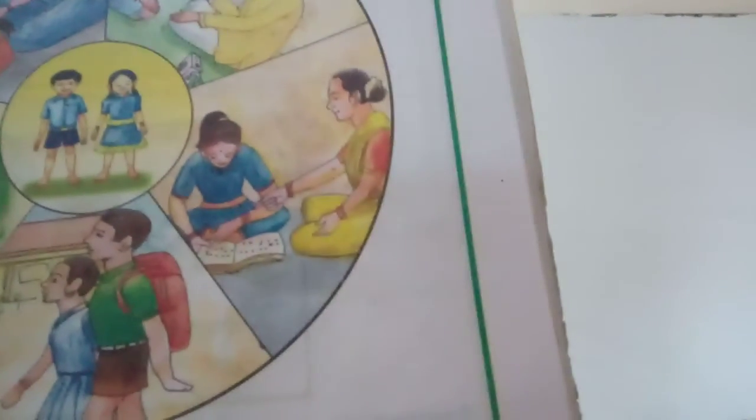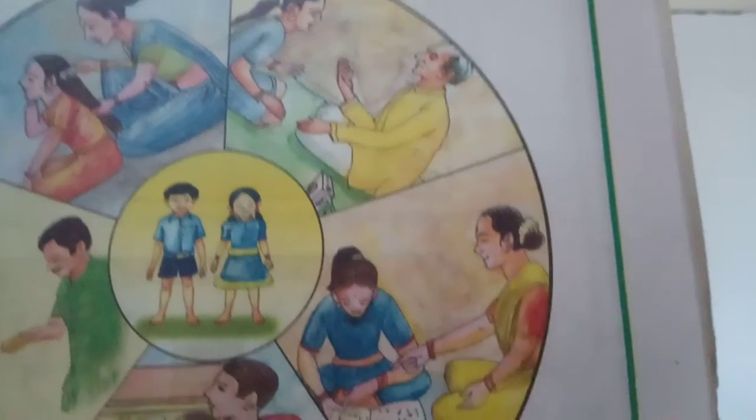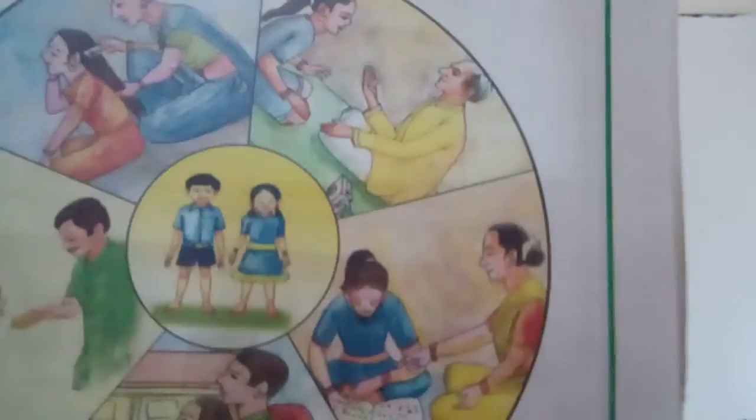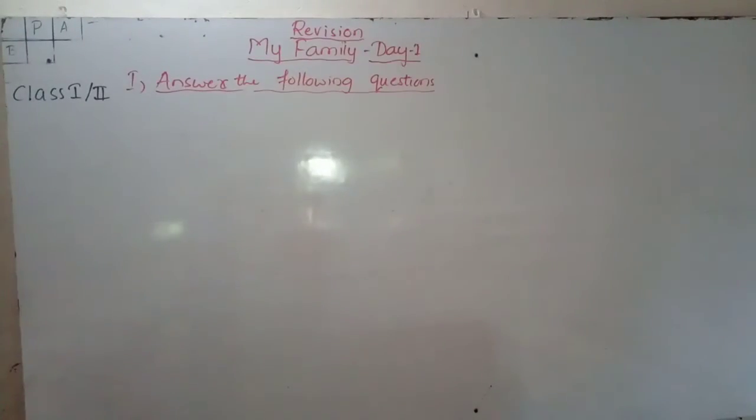Understood? While playing, studying, and doing work, all family members help the members of the family. Each one helps each other in the family. All family members help each other. That is what we call a family.